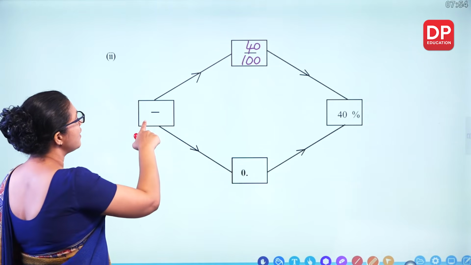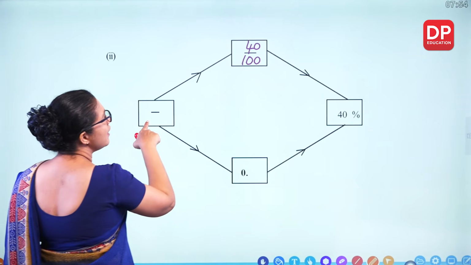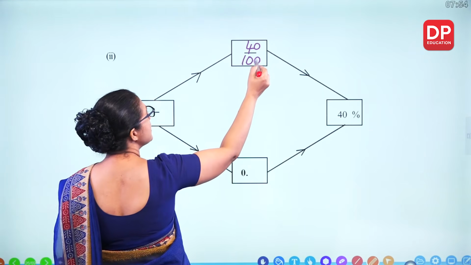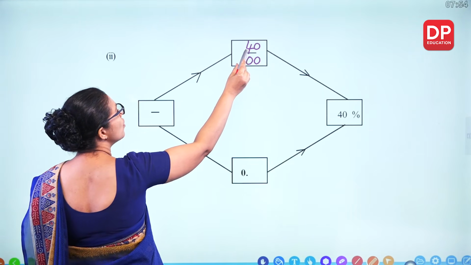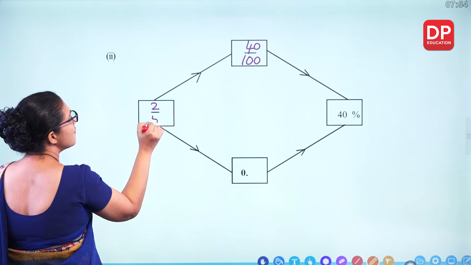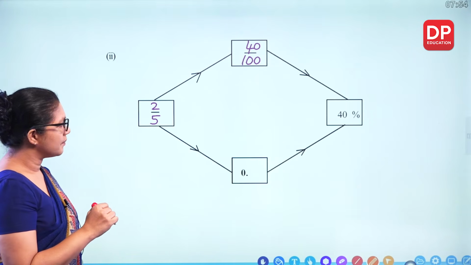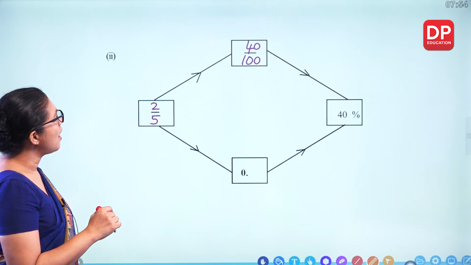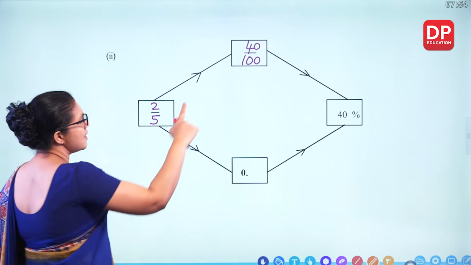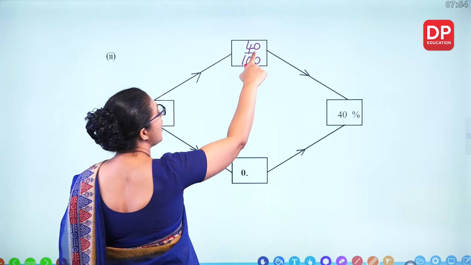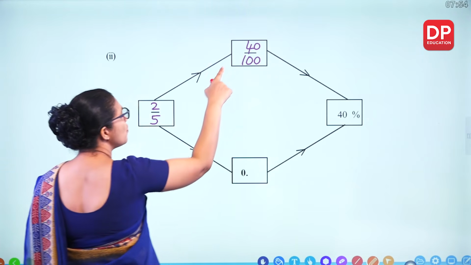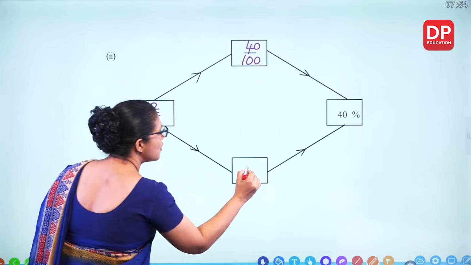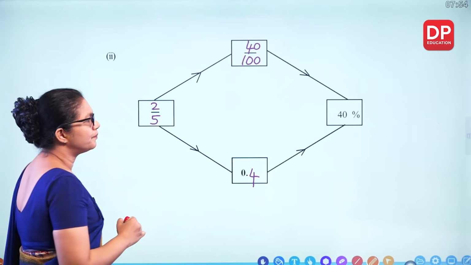Simplify and you can write down the value here. Divide by 10 and divide by 2. 2 over 5, that's as a fraction. Then how do you write it as a decimal? 40 over 100 means move the decimal place 2 places to the left: 0.4.